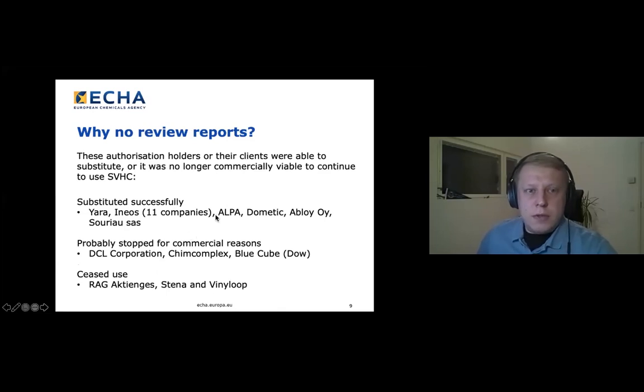Now, moving on to the applications where there were no review reports. These are the situations where they were able to substitute, and this is the majority of cases here. You can see that these companies, Yara, Ineos, and others, were able to substitute successfully. Some of them stopped probably for commercial reasons. We can't confirm that 100%, but I did mention DCL. We know that they have moved away from using the harmful substance. I also covered the ceased use, the three examples at the bottom here, in a bit more detail on why they have stopped using these substances.